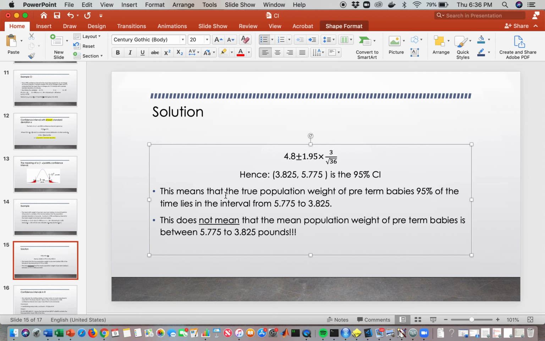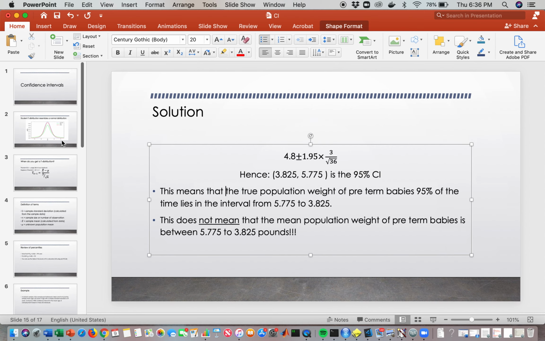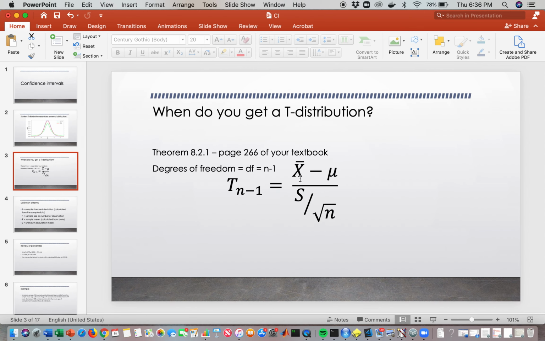To use either of those theorems, that is the central limit theorem or this one, ideally you need a sample size n of at least 30.